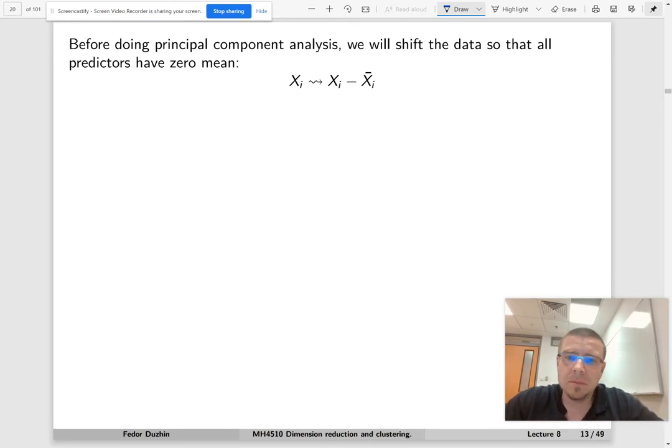Now it is important that before doing principal component analysis, we need to shift the data so that predictors have 0 mean, right? So I'm going to just assume that we have already shifted the data, and now all predictors have 0 mean. Which means that the mean of each predictor xi is going to be 0.